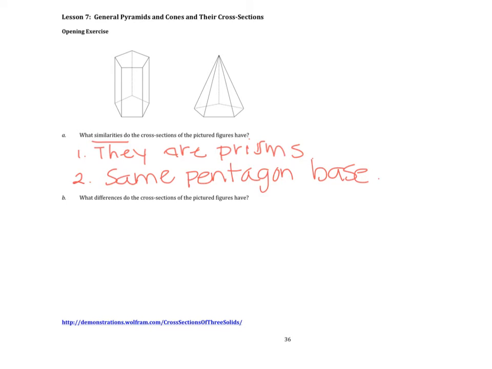The difference that the cross-sections have is that in the first one, I'll label it number 1, and I'll label this number 2. The pentagon bases, as you can see, are parallel to each other. And the same goes for the cross-sections.